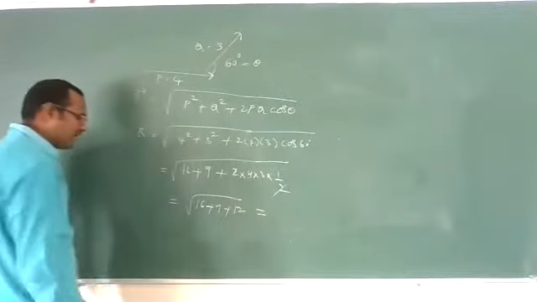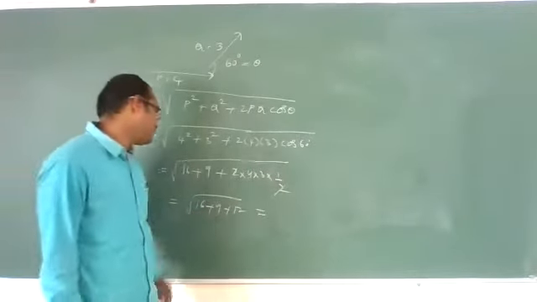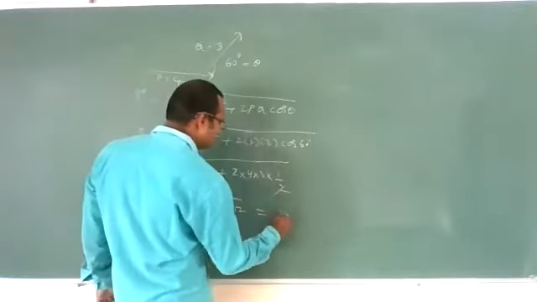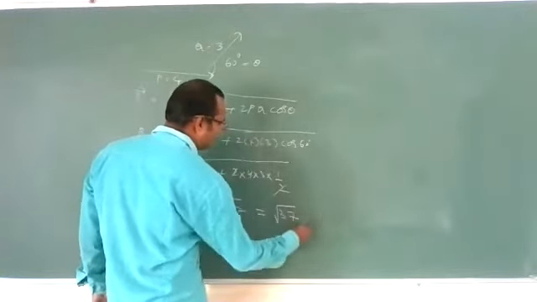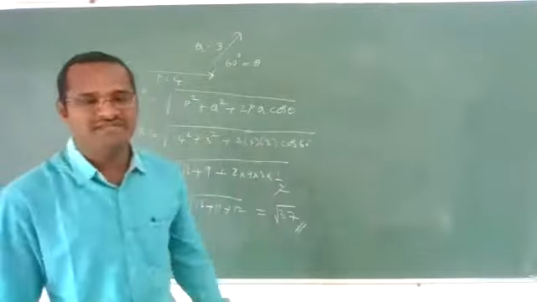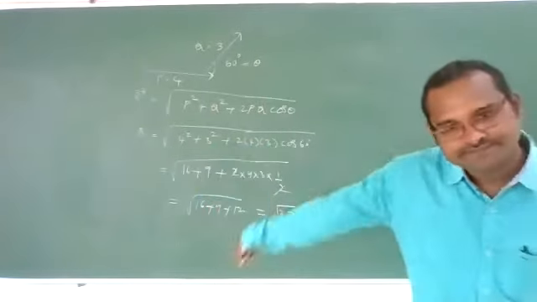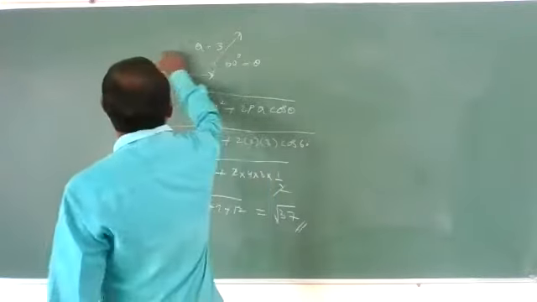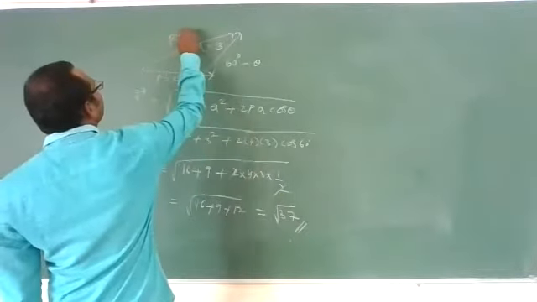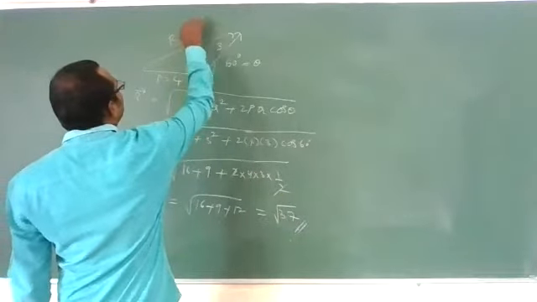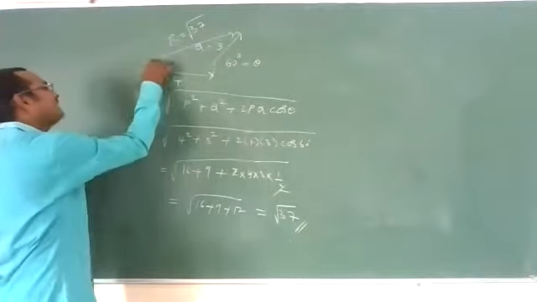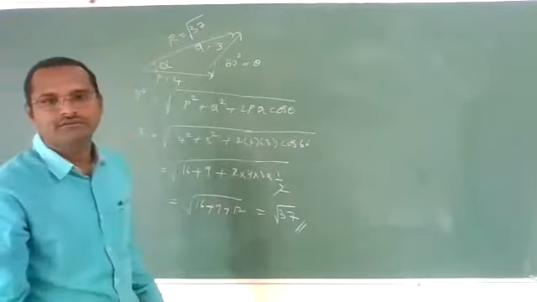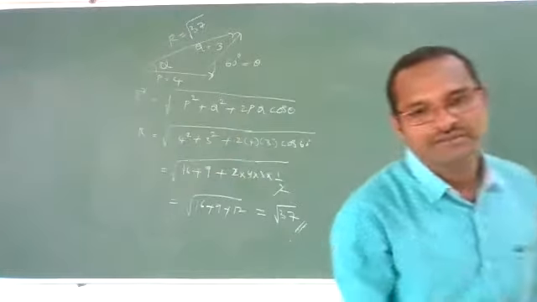What is this value? 16 plus 9 is 25, and 25 plus 12 is 37. Root 37, whatever value you get, will be the answer. That means root 37 is the resultant. If you add these two, your resultant R value is root of 37. And the angle it makes, that alpha also you can find if you want.